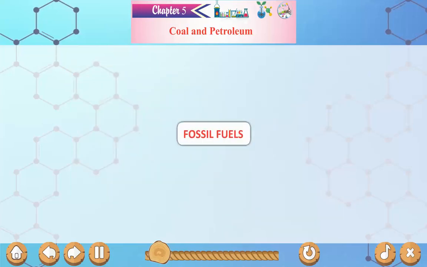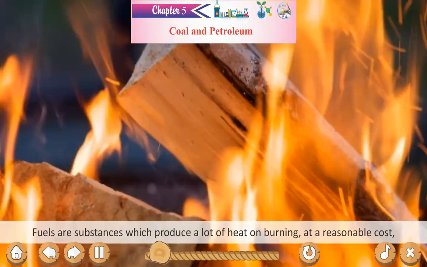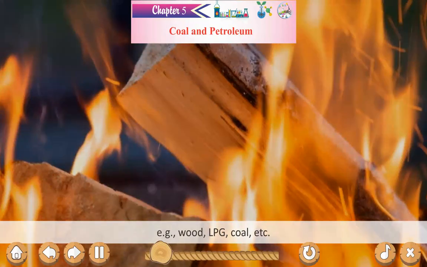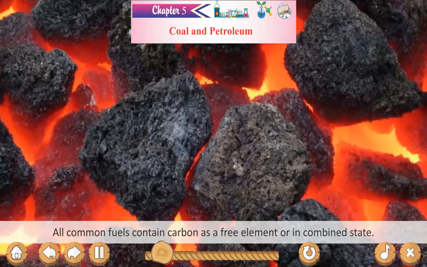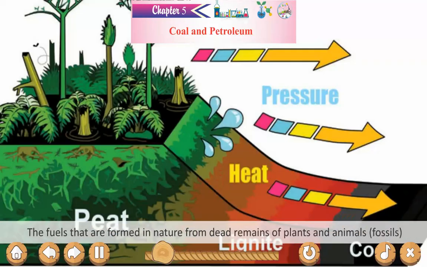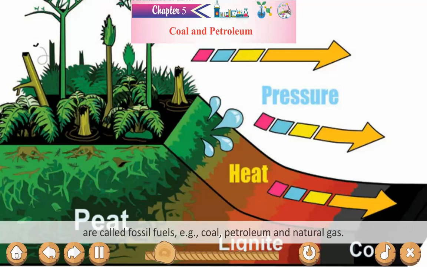Fossil fuels. Fuels are substances which produce a lot of heat on burning at a reasonable cost. Example, wood, LPG, coal, etc. All common fuels contain carbon as a free element or in combined state. The fuels that are formed in nature from dead remains of plants and animals, fossils, are called fossil fuels. Example, coal, petroleum and natural gas.